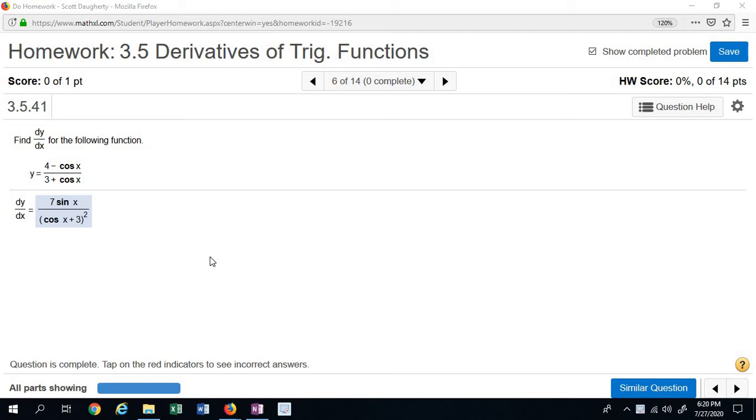Hello again. In this video, I'm going to go over this homework problem from 3.5. In this problem, we're supposed to find the derivative of this function here. And let me show you how you can do that.